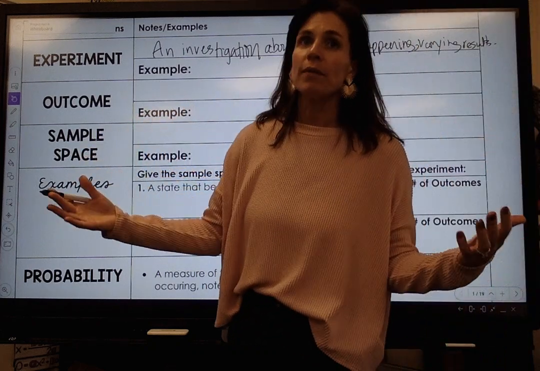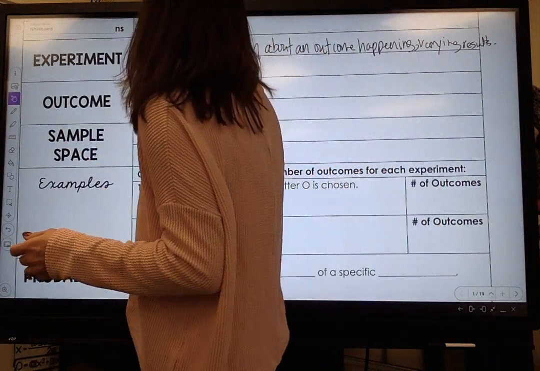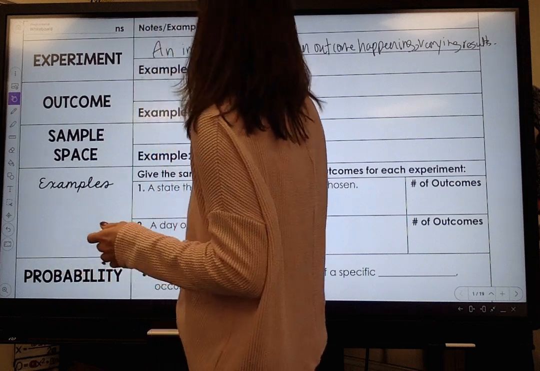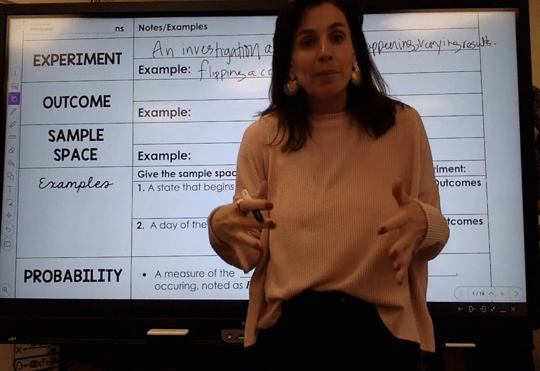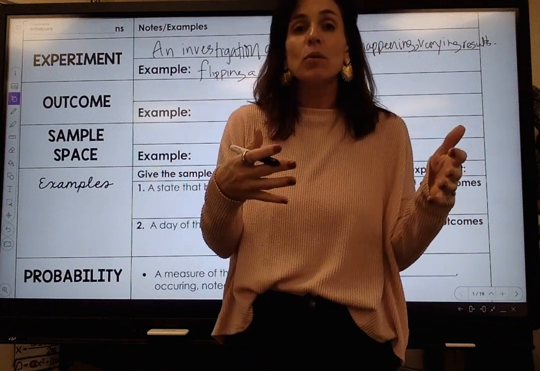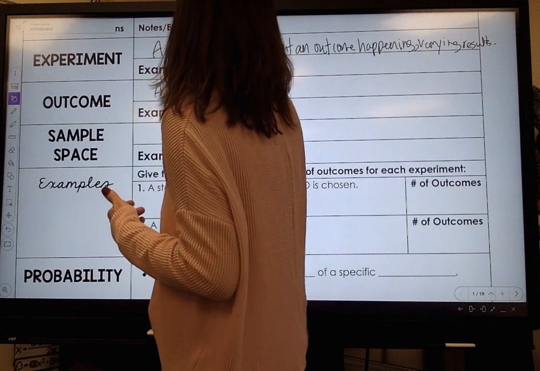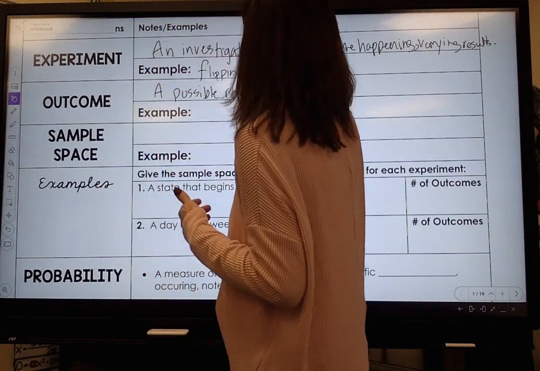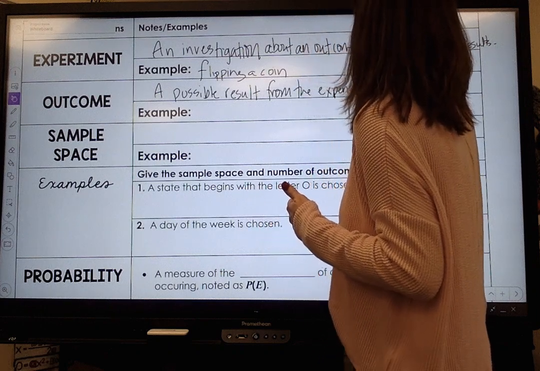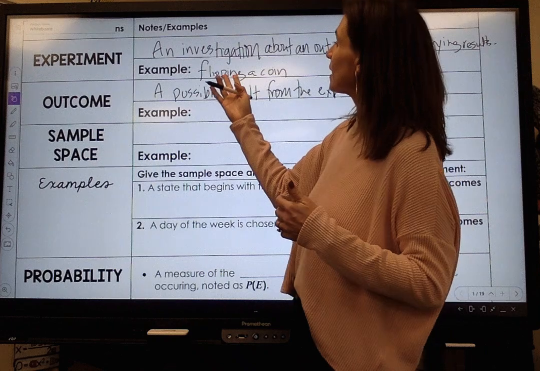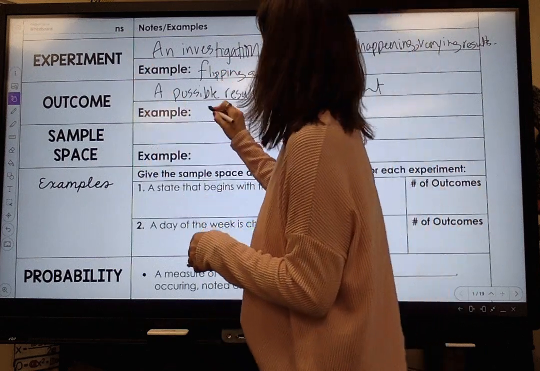So what's an example of an experiment? It could be rolling a dice. It could be flipping a coin. We're just going to say flipping a coin. And then an outcome is what happens in that experiment. So it's a possible result from the experiment. And so if I take the example of flipping a coin, what's a possible outcome? Maybe it's getting a heads.